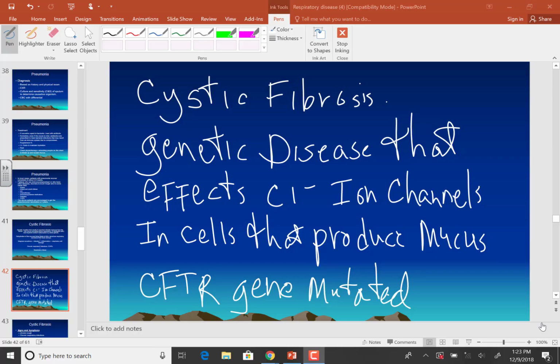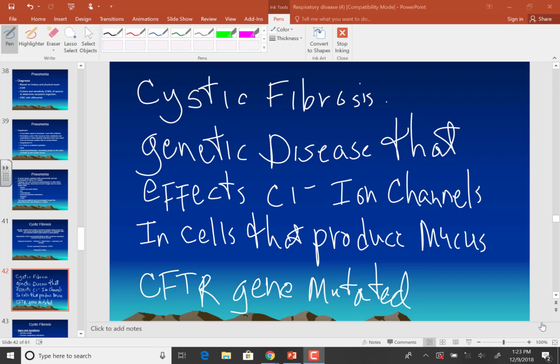Okay guys, today I'm going to go over cystic fibrosis. Cystic fibrosis is basically a genetic disease. It's not basically, it is a genetic disease. And what it causes is ineffective or impaired chloride ion channels in cells that secrete mucus.